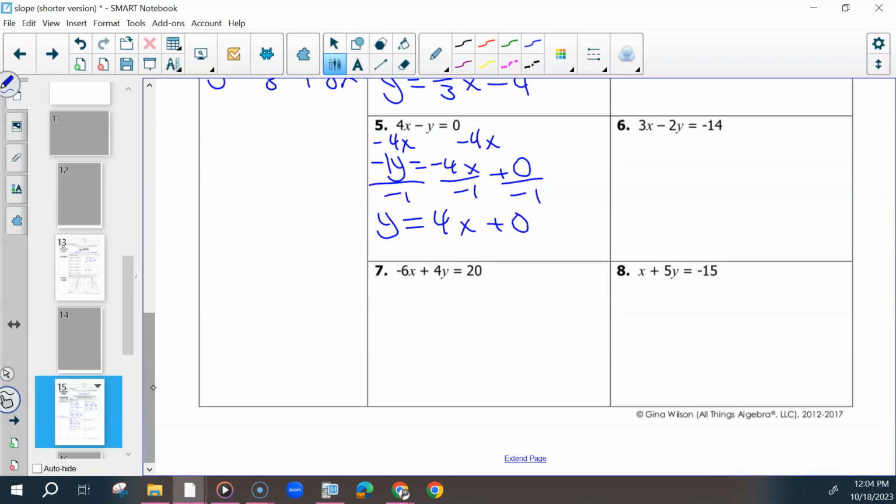All right, last one we're going to do together, number 7. What would be that first step? Add 6x. So it's always going to be opposite. So we said add. This is the only difference. If it's a negative, you have to add first, but everything else is the same.